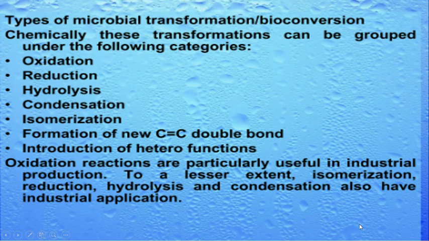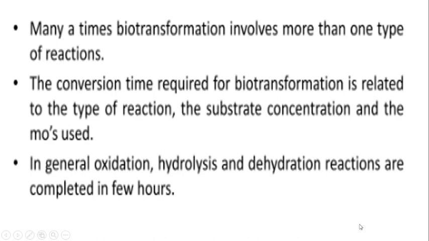there are different categories of chemical reactions that can occur, like oxidation, reduction, hydrolysis, condensation, isomerization, etc. Okay, and the oxidation reaction is the most useful one in industrial production, and to a lesser extent isomerization, reduction, hydrolysis and condensation are also applied. So it's not always that a single reaction is carried out, just an oxidation. No, more than one type of reaction can be carried out in a biotransformation.